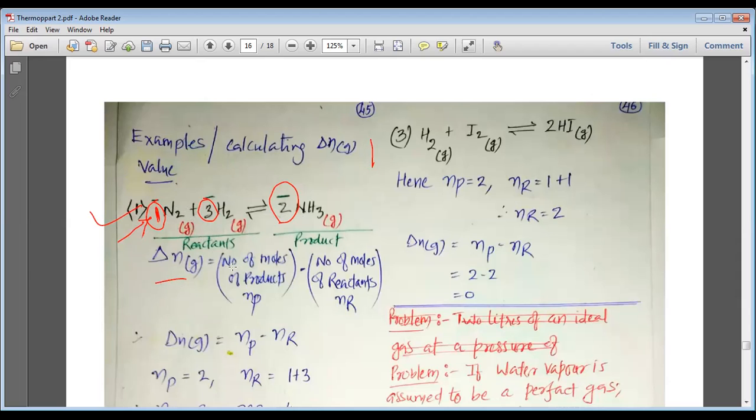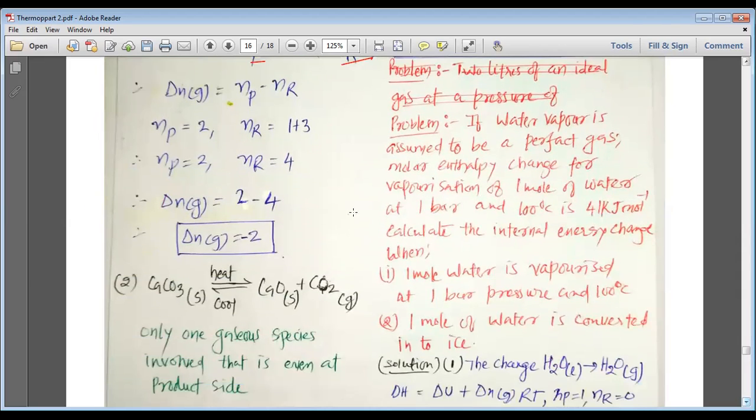Delta N gas is equal to the number of moles of gaseous products, NP, minus the number of moles of gaseous reactants, NR. That is why we can write delta N gas is equal to NP minus NR. NP here is equal to 2 and NR is equal to 1 plus 3, that is 4.